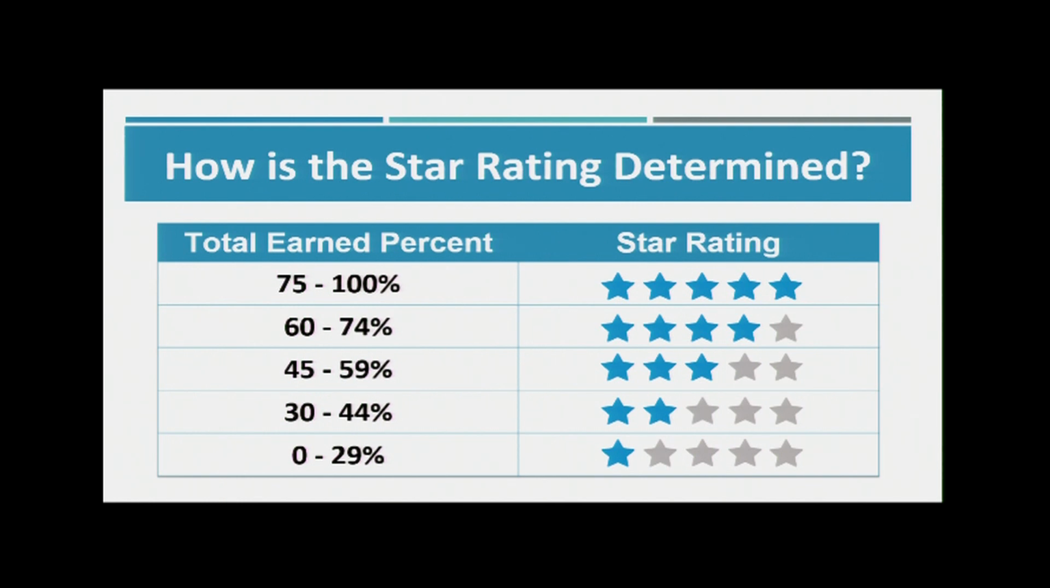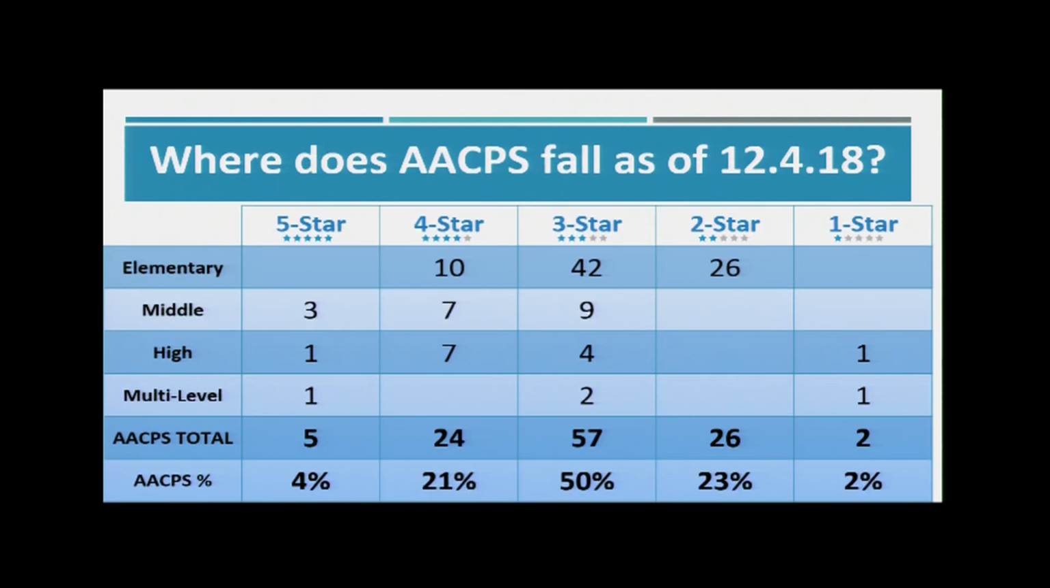So what does that look like for AACPS? So here is a current breakdown of where our schools fall with the star rating system. As you can see, the majority of our schools fall in the 3-star column. We have very few 1-star and 5-star schools, and the remaining schools are somewhat equally split between 2-star and 4-star schools.